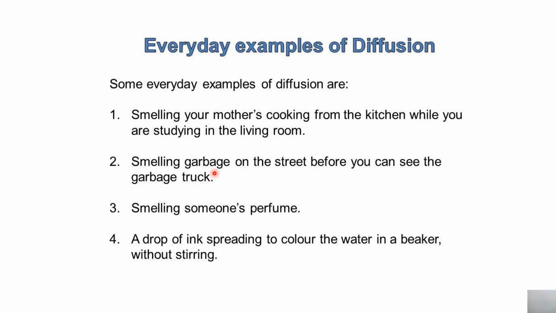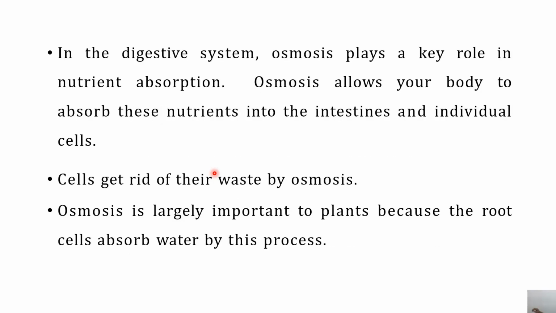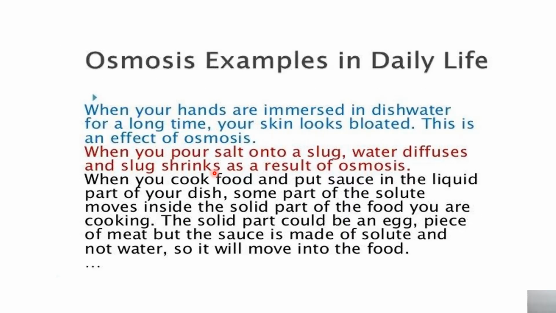All of these. And in the digestive system, osmosis plays a key role in nutrient absorption. Osmosis allows your body to absorb nutrients into the intestines and individual cells. Cells get rid of their waste by osmosis, and osmosis is largely important to plants because the root cells absorb water by this process. So what are the everyday examples of osmosis?